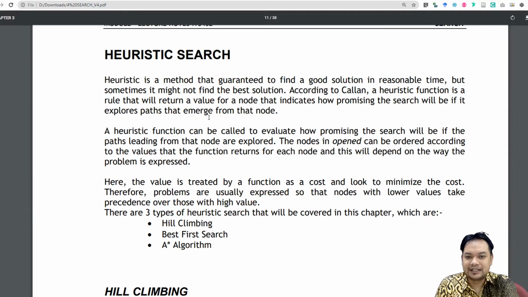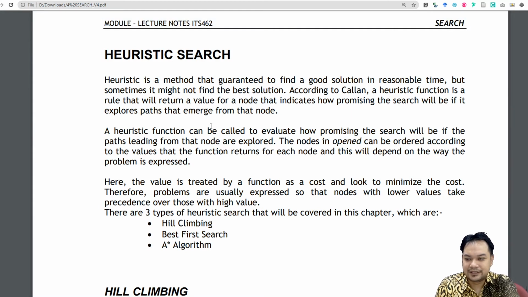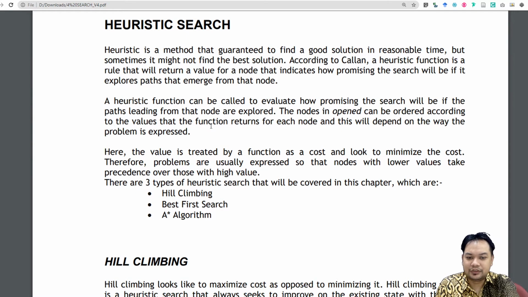Okay, Assalamualaikum. For today, we will look into another subtopic of searching. So we have heuristic search. Heuristic search is different from blind search.